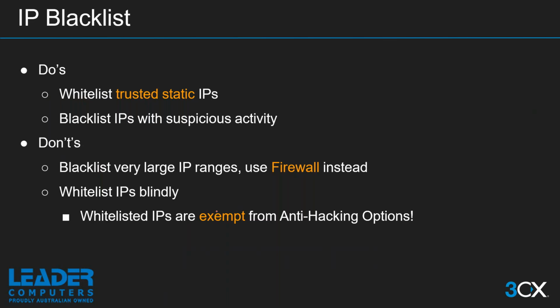Whitelist trusted IPs, and blacklist IPs with suspicious activity. Make sure you do that, but don't blacklist very large IP ranges. Use the firewall instead. So again, 3CX is just giving you additional features to whitelist or blacklist IP addresses. You need to know that the firewall will always be your first line of security. And do not whitelist IPs blindly. Whitelisted IPs are exempt from anti-hacking options.